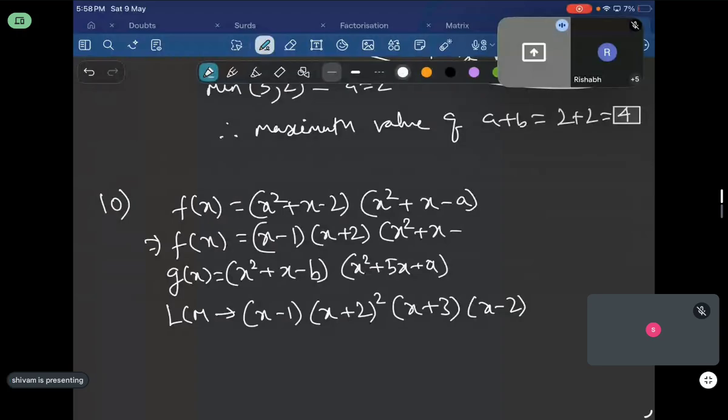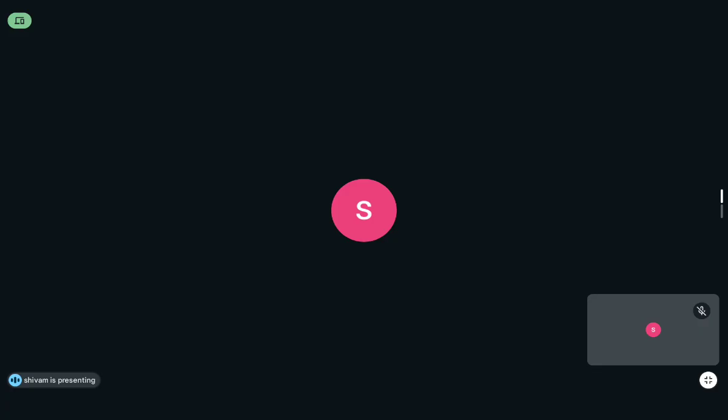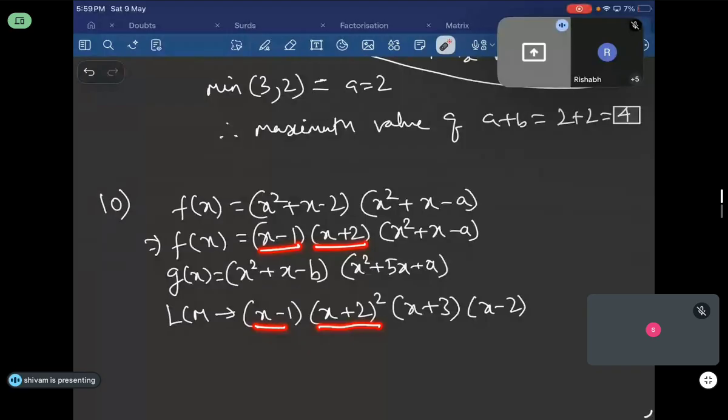Pay attention everyone. I have already got x minus 1. I've already got x plus 2, right? Pay attention. Now, LCM should be x plus 2 whole square. That means there should be two x plus 2's in at least one of the polynomials. Means either over here you should have x plus 2 whole square, or over here you should have x plus 2 whole square. Tell me, are you people able to realize this, analyze this, yes or no?